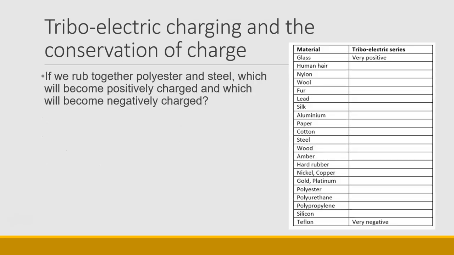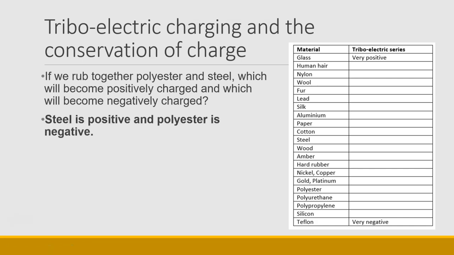Let's take a look at another example. So here we have steel and polyester. Here's polyester in the table, and here's steel in the table. Steel is higher up than polyester, which means that it becomes more positive, whereas the polyester becomes negative. That means that electrons are transferred from the steel to the polyester.